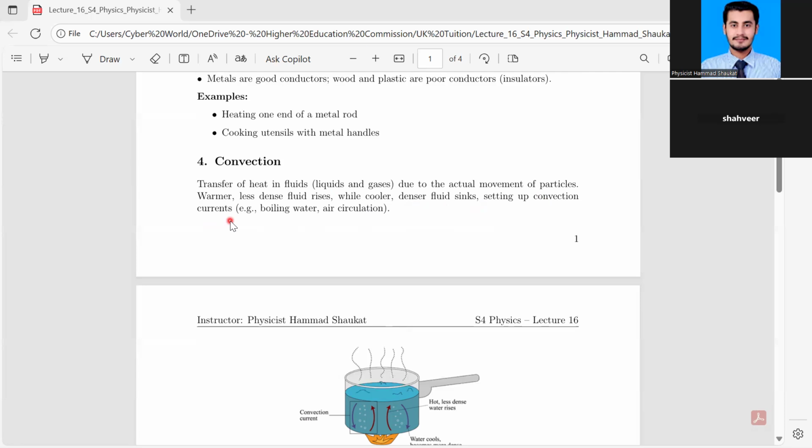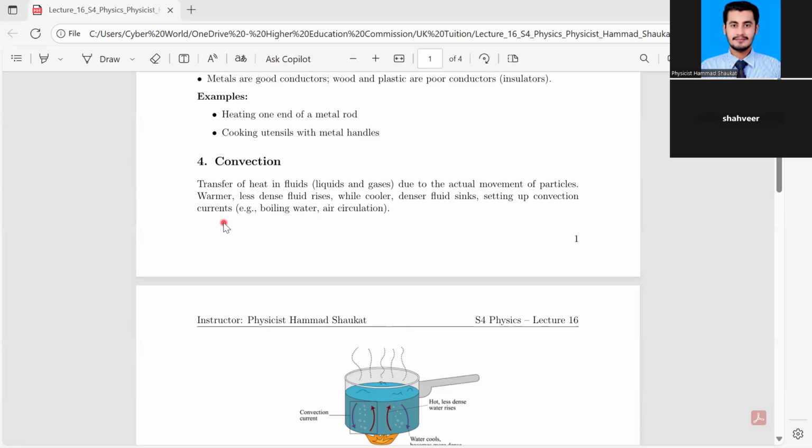Sometimes the question arises, what is convectional current? So you have to say this: when you heat up a fluid, the less dense molecules rise and the high density molecules inside the fluid sink. This phenomenon is known as convectional currents.